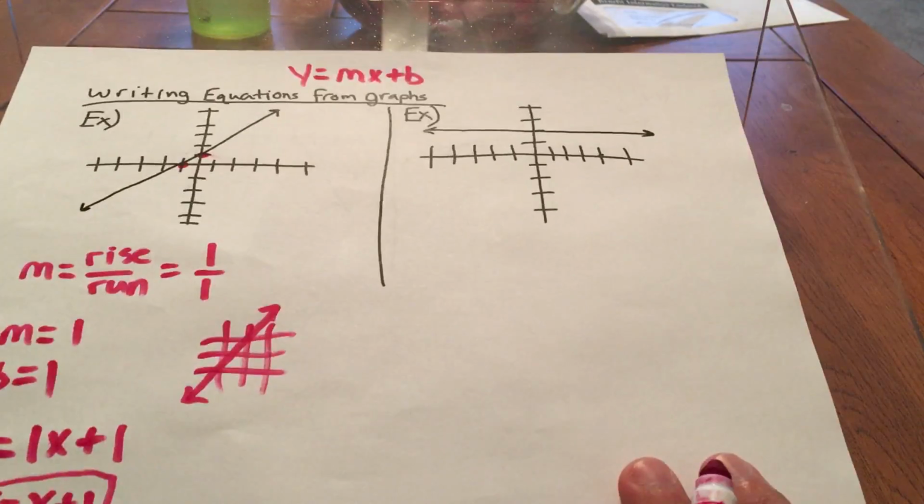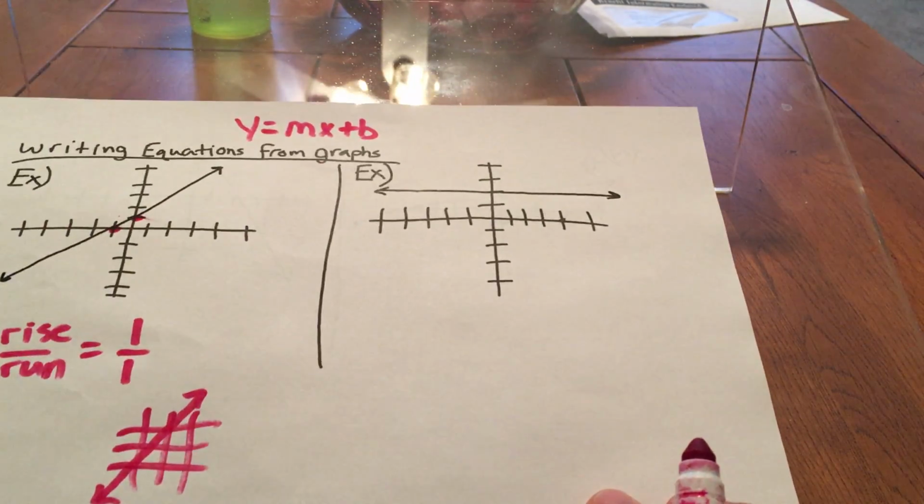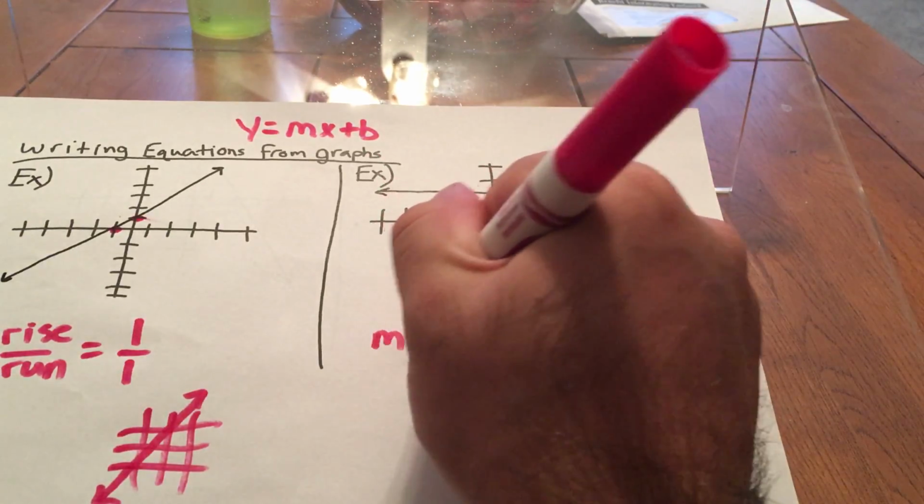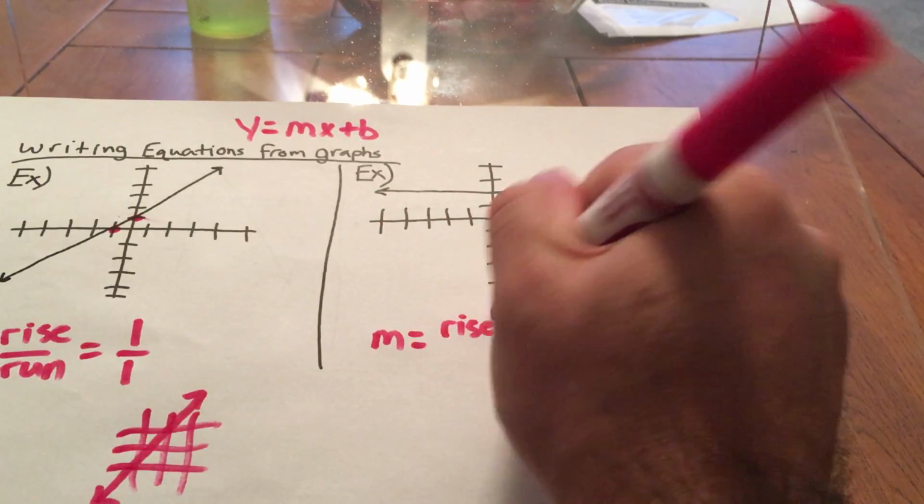All right? Let me do another example here with you. In this case, we're doing the same exact thing. We first need to find m, which again is the rise over the run.